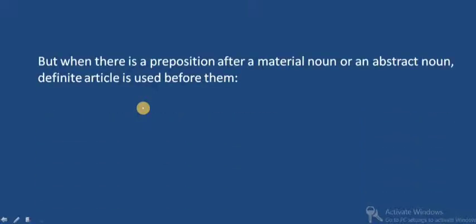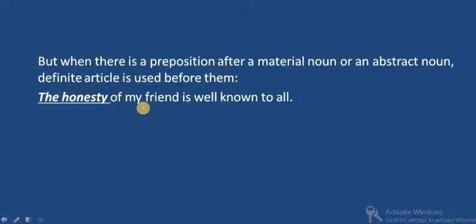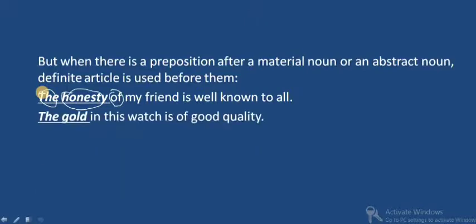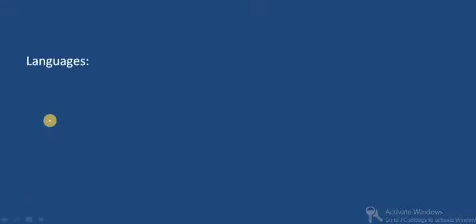But if after the abstract noun there is a preposition, we use the article. Here's the example: the honesty of my friend. See, after honesty there is the preposition "of", so that's why we are using "the" before the abstract noun. So keep in mind, if there is a preposition after the abstract noun, we use the article.